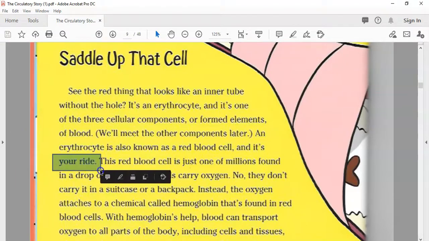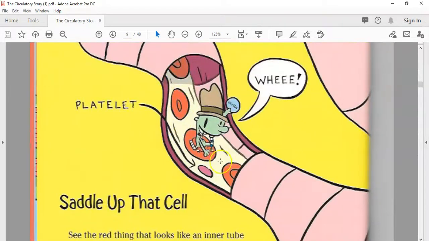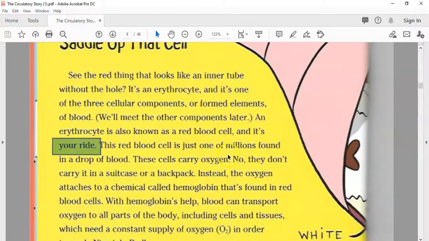Oh, boys and girls, look what it's saying. It's your ride. Do they literally mean you can go inside of your red blood cell? No, that means they're going to do what? They're going to show us going on a red blood cell. So they're using that as figurative language. So they're saying that this little illustration right here, this little green creature, is going to travel in a red blood cell. So that's going to be our ride, so that we get to know more of our circulatory system.